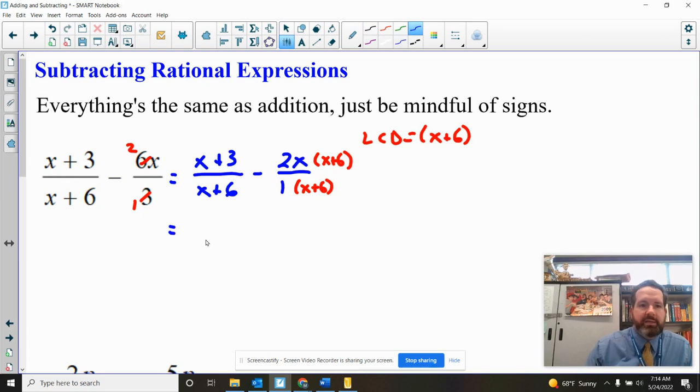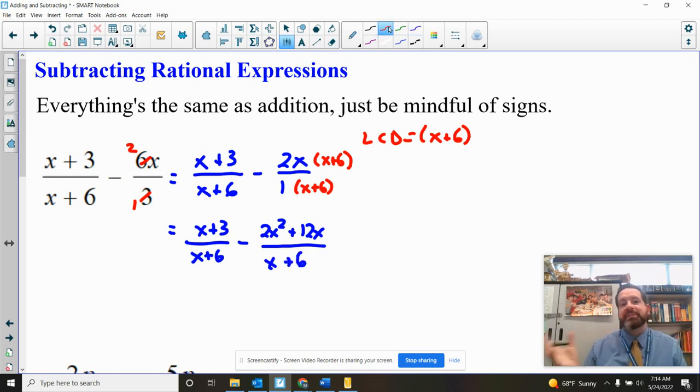Okay, let's then see what we got. X plus 3 over x plus 6 minus, now distribute the 2x, so 2x to the second plus 12x all over x plus 6.